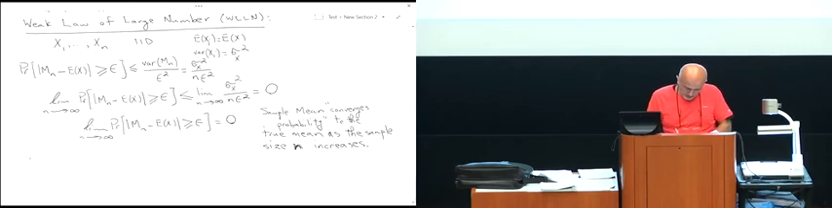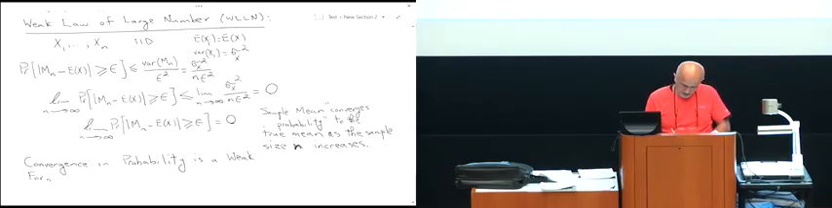For example, so let me just state that. Convergence in probability is a weak form of convergence. For example, it says nothing about the mean or variance. What do I mean by that?